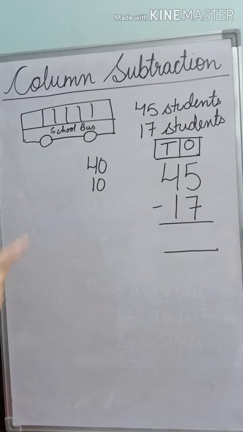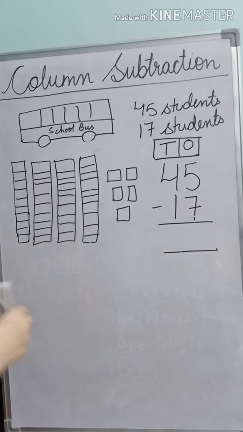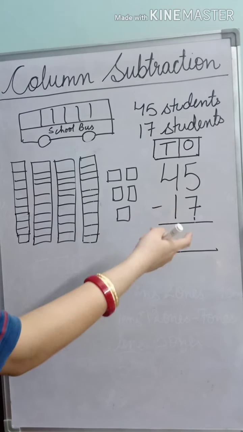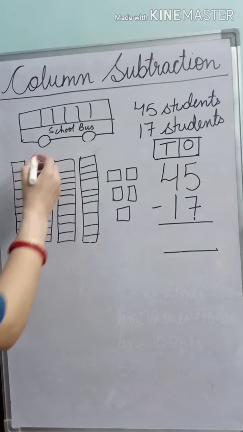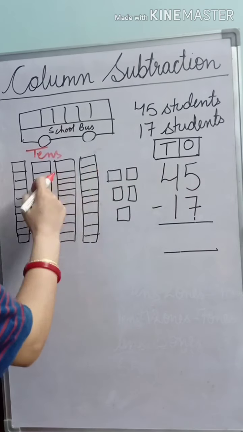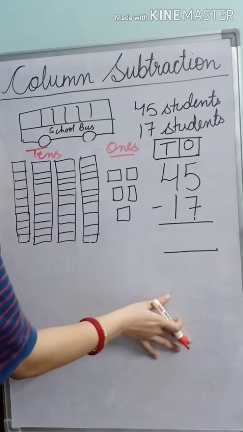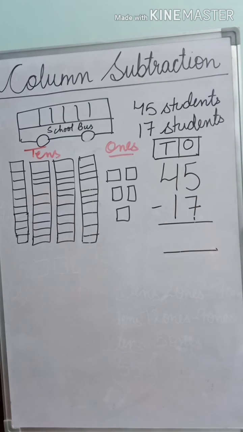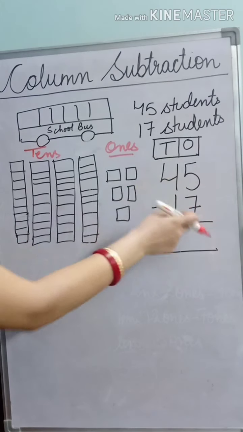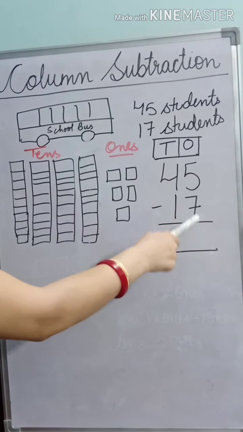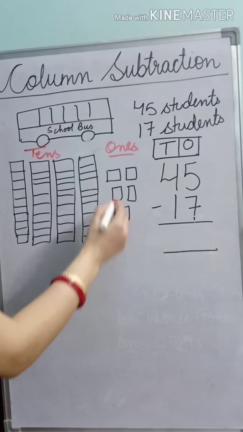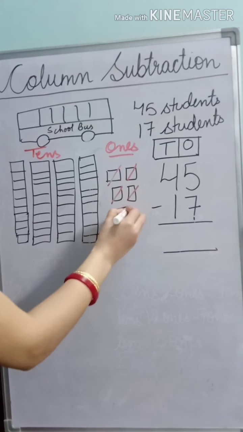Let's represent these numbers using our place value blocks. To get 45, we need 4 tens blocks and 5 ones blocks. So here we have our 45 blocks, and we need to take away 17 blocks. These are at the tens place, that is 40, and these 5 blocks are at the ones place, that is 5. Let's start with subtracting the ones first. We need to subtract 7. So let's do that. 1, 2, 3, 4, 5.